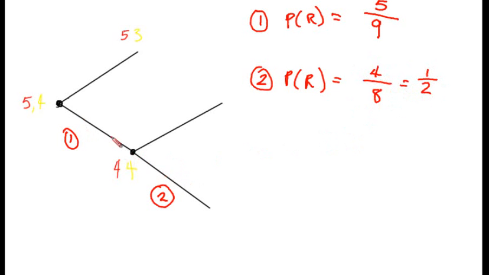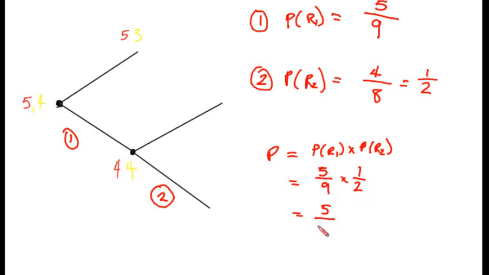So this is very good. We've found the probability of our first branch, we found the probability of our second branch of picking the red ball, and now what we need to do is calculate the total probability. So what is the overall probability? Let's call this R1 and R2. So P is going to equal P of R1 times P of R2. And we can do this very simply, and that's going to be 5 over 9 times 1 over 2, which simplifies very nicely to 5 over 18.